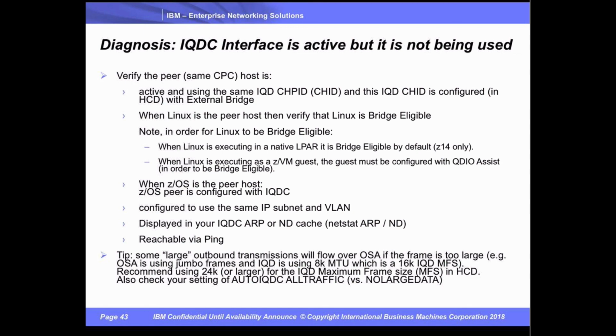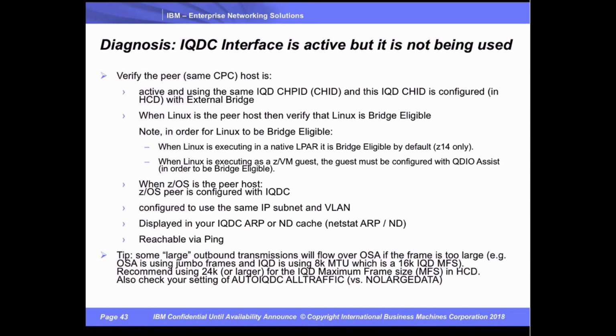When Linux is the peer host that we're trying to communicate with, verify that Linux is bridge eligible. For Linux to be bridge eligible on z14, it's eligible by default. But if your Linux is executing as a z/VM guest, the guest must be configured with the QDIO assist parameter to be bridge eligible.